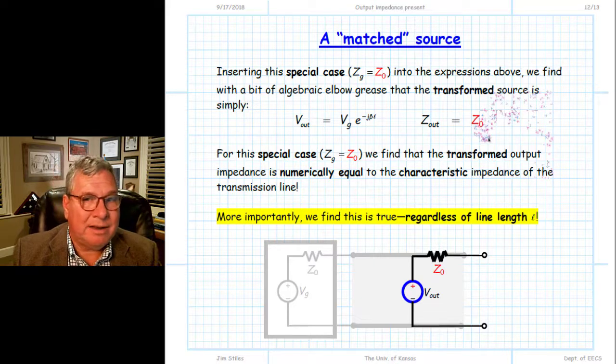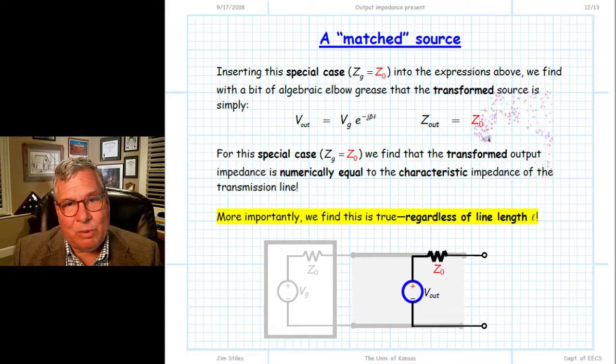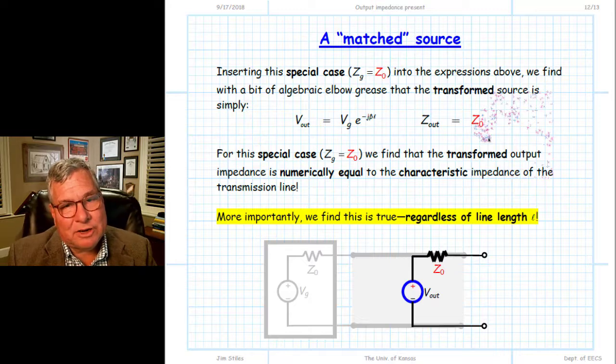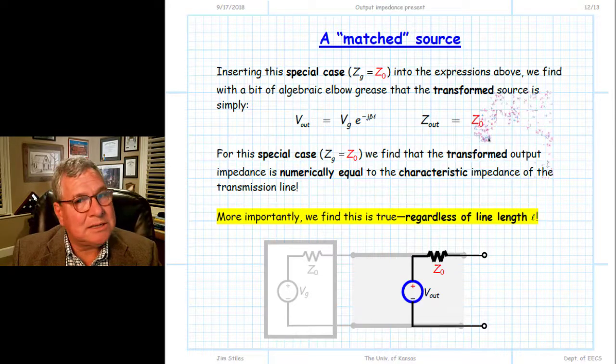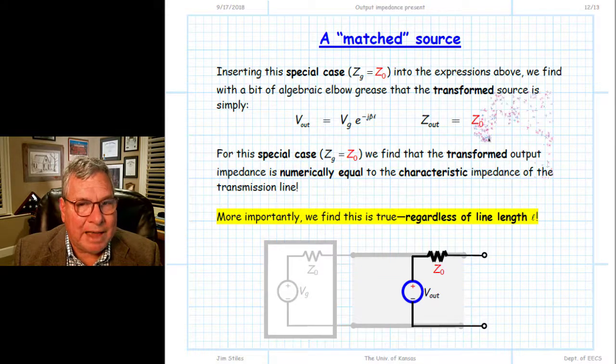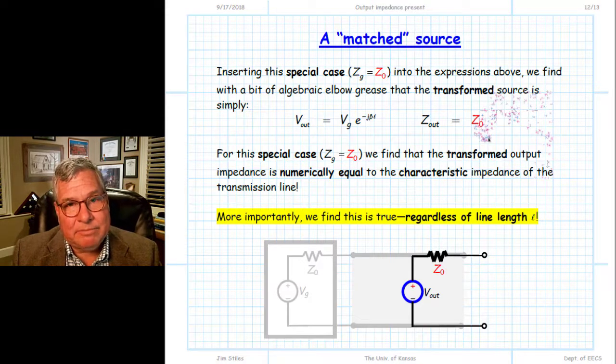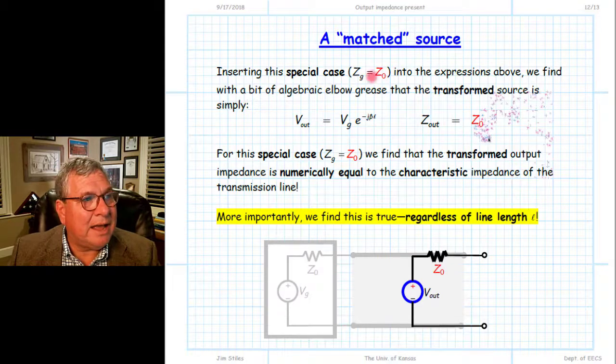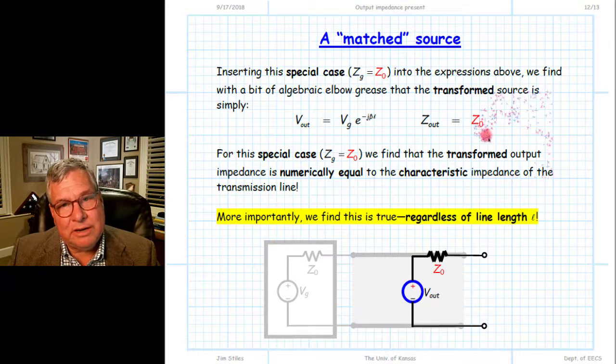When we do that, we find many things cancel with each other, and our otherwise complex, very difficult mathematical expression simplifies dramatically. In fact, when our original source has a source impedance numerically equal to Z0, we find that the transformed source will have a source impedance which is also equal numerically to Z0.